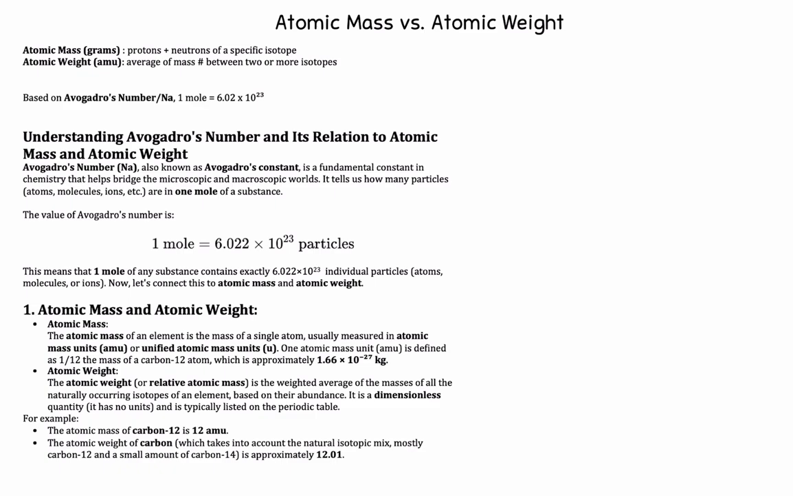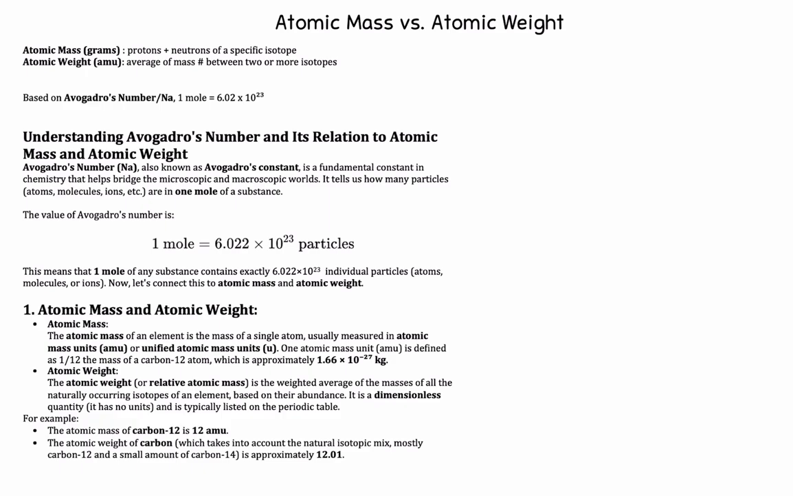To understand better Avogadro's number and its relation to atomic mass and atomic weight, we have to understand that Avogadro's number is also known as Avogadro's constant. It's a fundamental constant in chemistry that helps bridge the microscopic and macroscopic world because it tells us exactly how many particles, so how many atoms, how many molecules, how many ions, are there in 1 mole of a substance. This is the value of Avogadro's number.